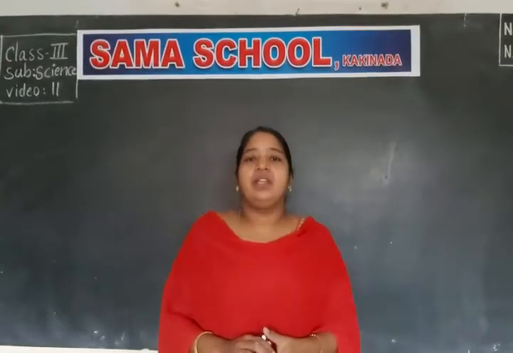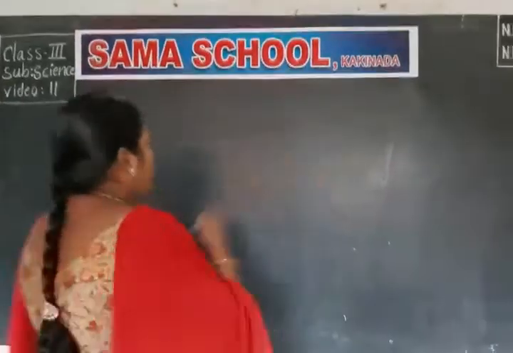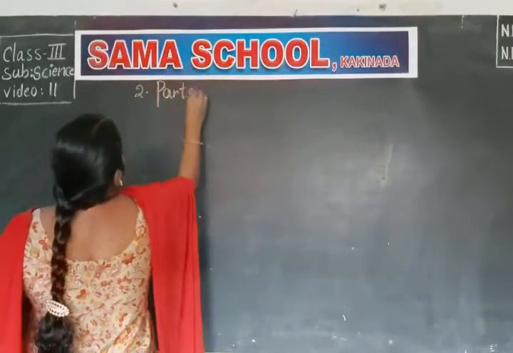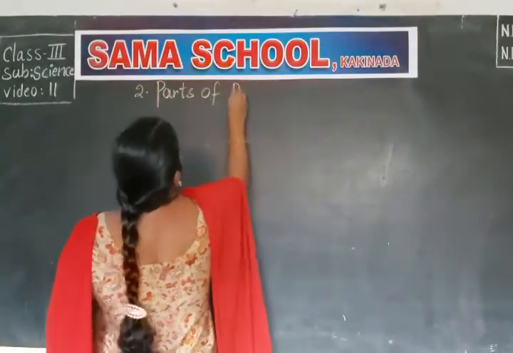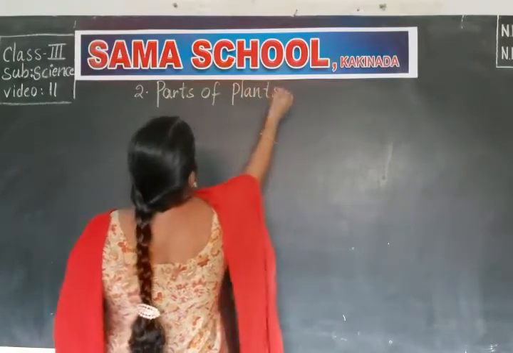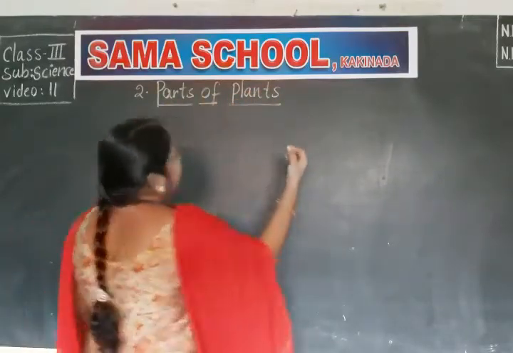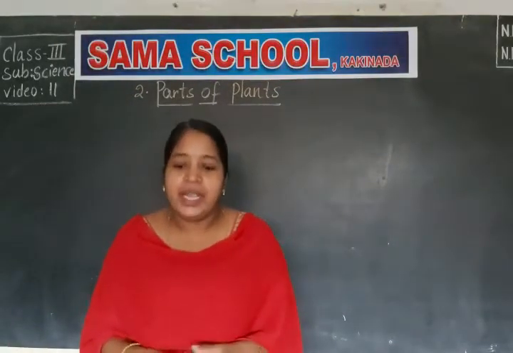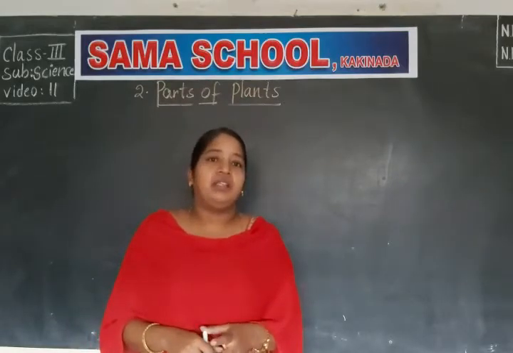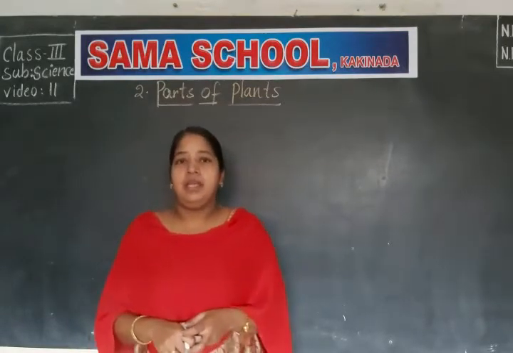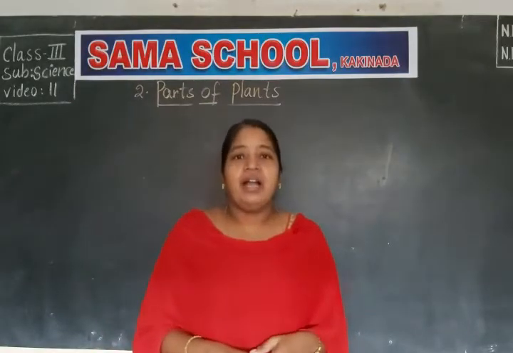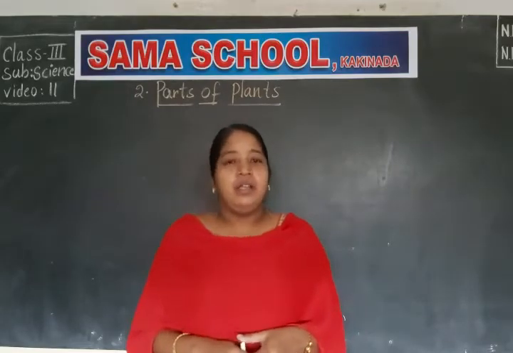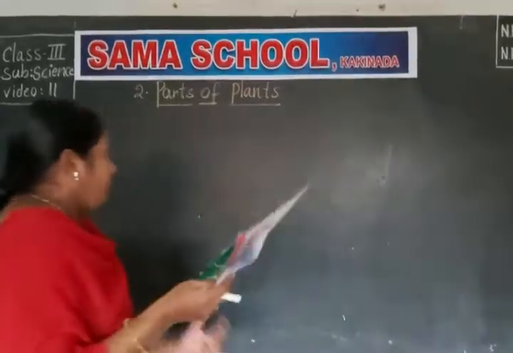Yes children, what's the name of the lesson? Parts of plants. And we have already completed fill in the blanks, true or false, matching, and give one example of each of the following. So we have already completed 4 Romans in that lesson. So today we are going to learn some questions from this lesson. Okay children? Okay, see the first question.